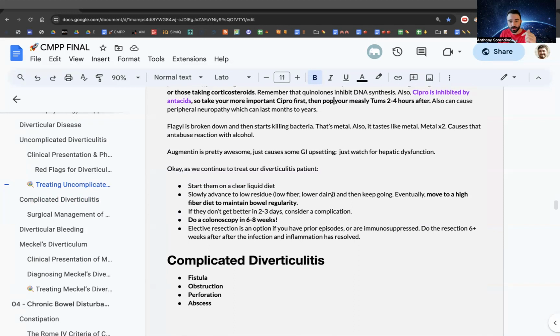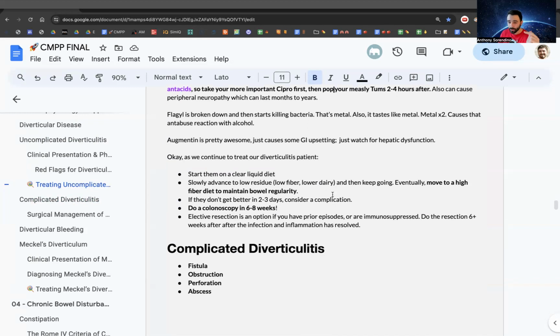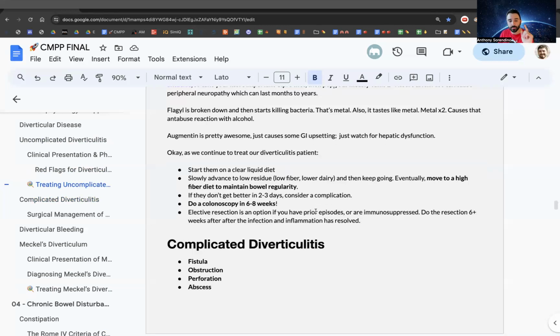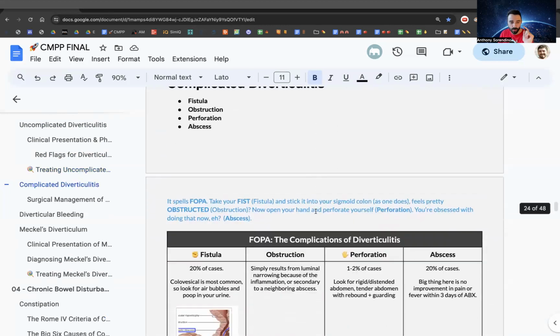As we continue to treat our diverticulitis patient, you want to do clear liquids, low residue, which is like low fiber, low dairy. You don't want to upset things. You don't want to make the inflammation worse. Eventually, you are going to move them to that high fiber diet to maintain bowel regularity. Remember, 14 grams per 1,000 calories. If they don't get better in 2 to 3 days, consider a complication, and then do a colonoscopy in 6 to 8 weeks. Don't forget to follow up.